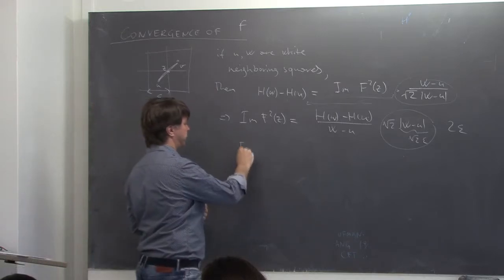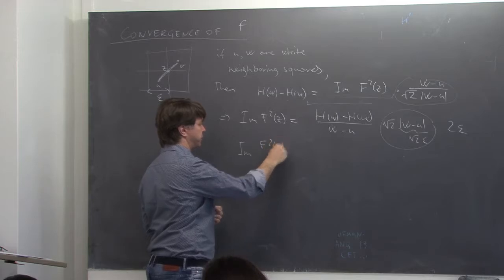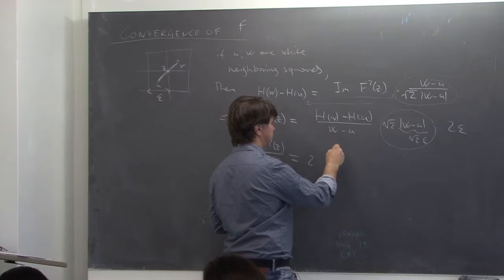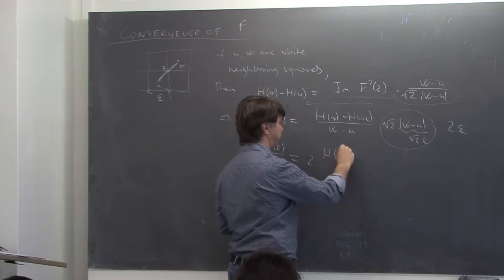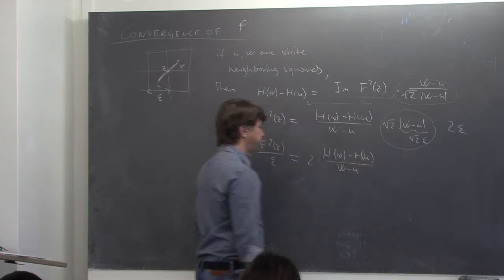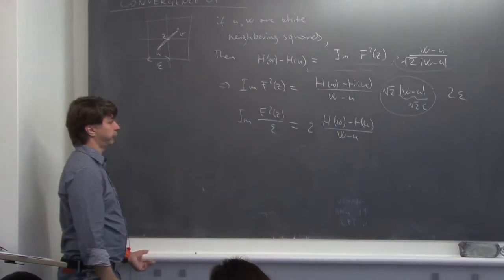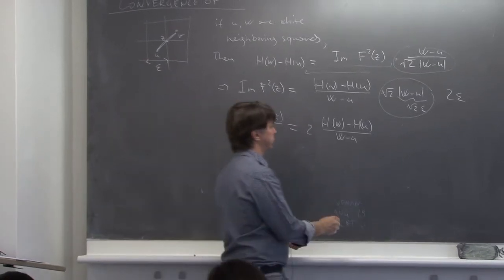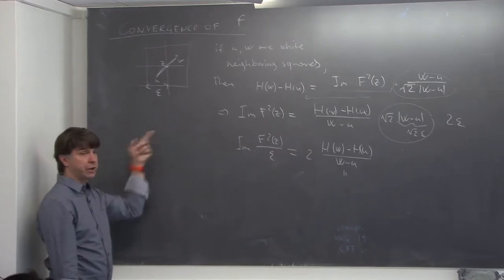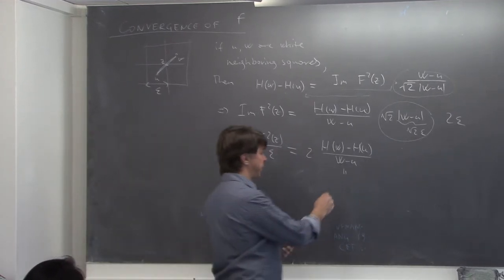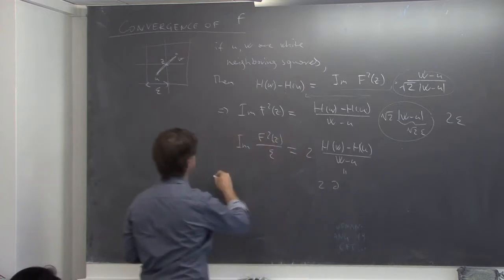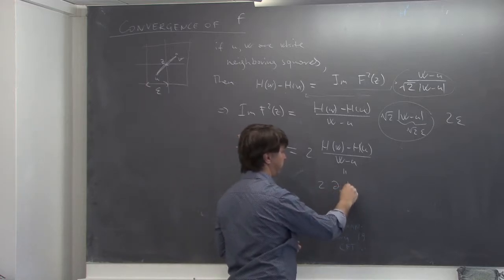Or maybe I can rewrite it as the imaginary part of F squared of Z over epsilon is equal to 2 times H of W minus H of U over W minus U. So this is basically the derivative of H in this direction. So this is basically a discrete derivative, let's say in the direction alpha, of H.